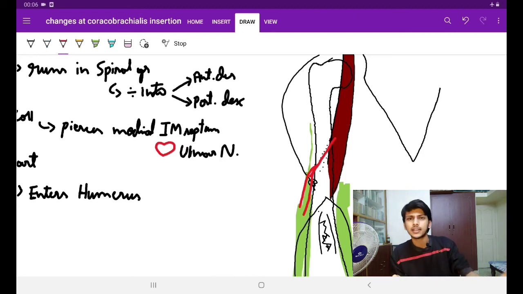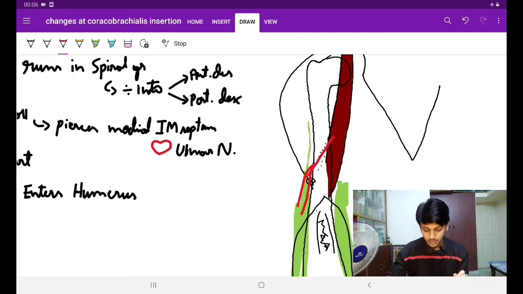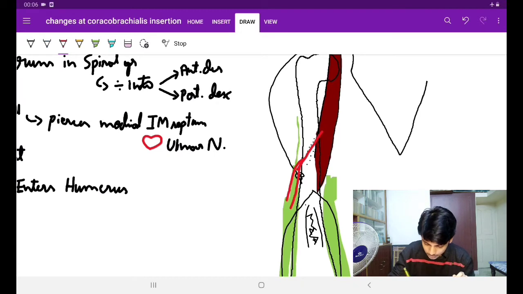Why does it pierce the intermuscular septum? See guys, any structure, if it pierces the intermuscular septum, it is usually going either from deep to superficial or superficial to deep. Now see here, guys, brachial artery was on the medial side and then going to the front like this. Now see guys, this is the brachial artery. Okay, it is giving a superior ulnar collateral artery.